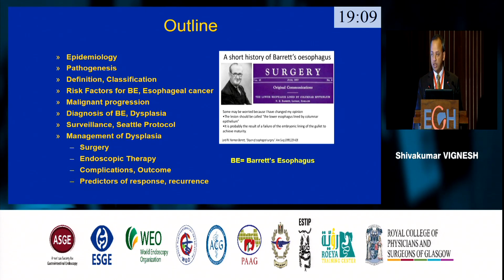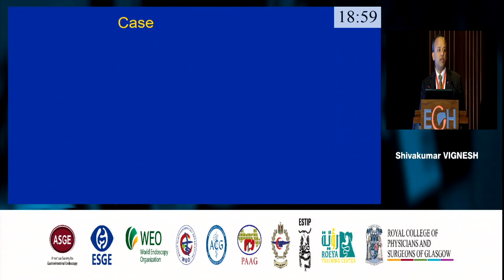The picture is of Lord Norman Barrett, who first described this entity. He thought it was a failure of the embryonic lining that caused columnar epithelium, and we know that is not so. So I will be using the acronym BE for Barrett's.